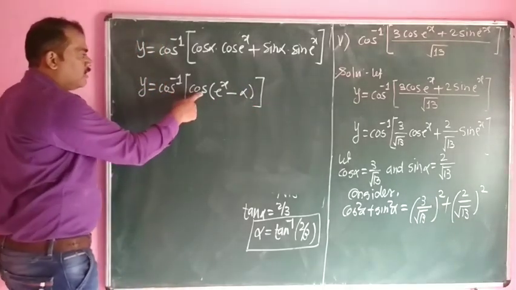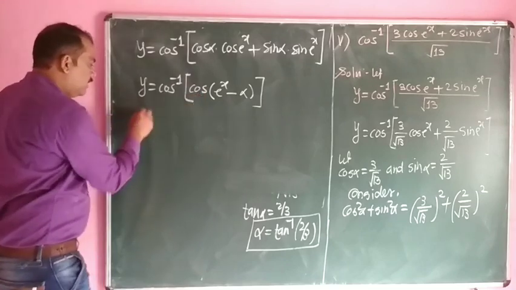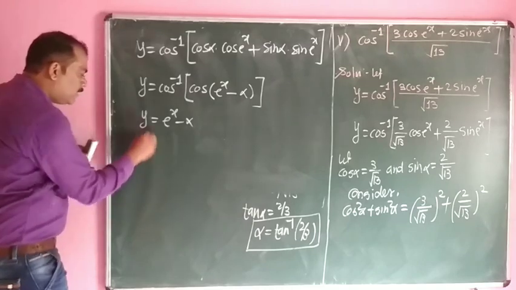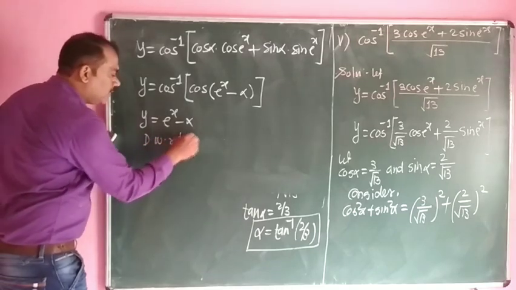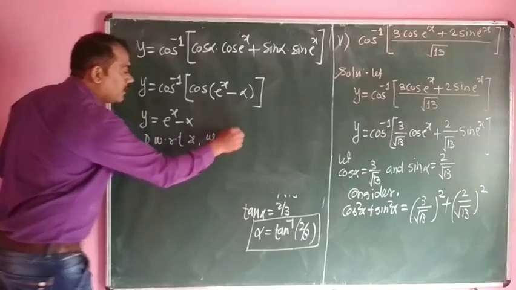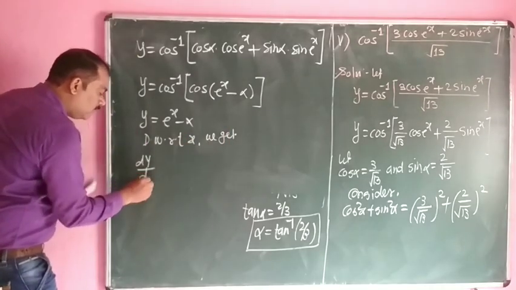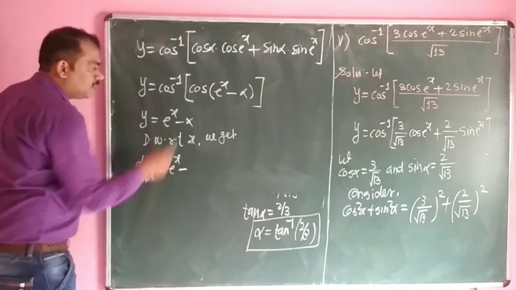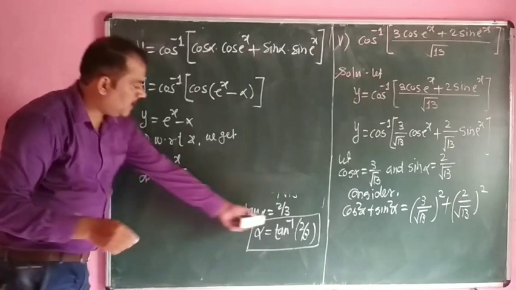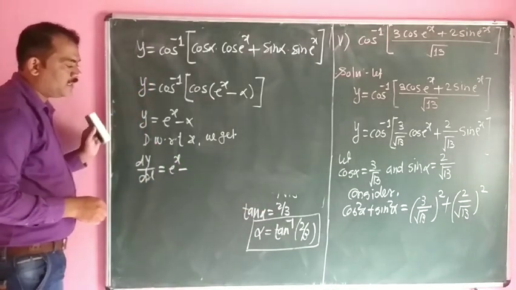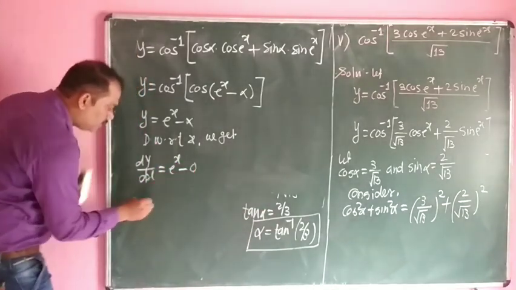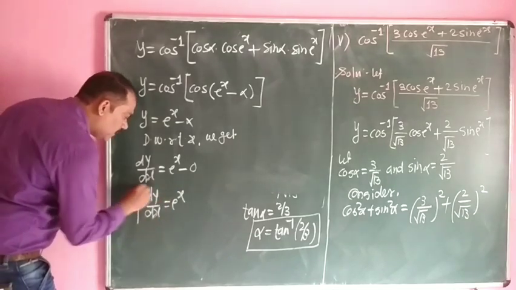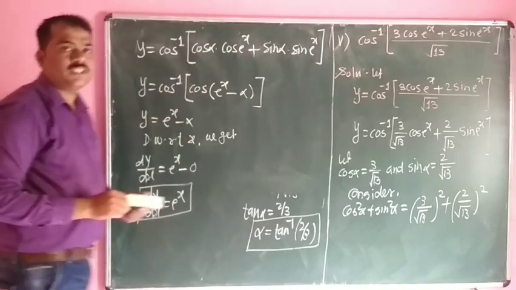Cos inverse of cos x, its value is nothing but x. Here we have y is equal to e raised to x minus alpha. Now we have to differentiate with respect to x. We get dy by dx is equal to the differentiation of e raised to x, which is e raised to x, minus alpha, which is nothing but tan inverse of 2 by root 2 by 3, which is constant, its derivative is 0, so dy by dx is equal to e raised to x, which is required.